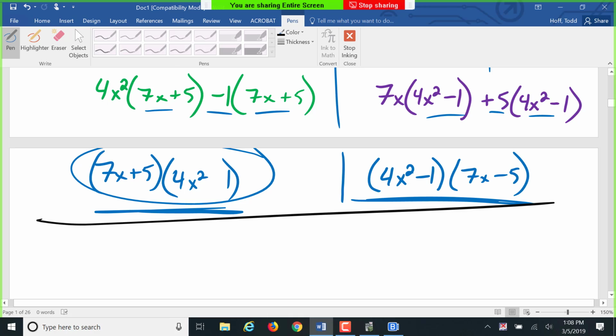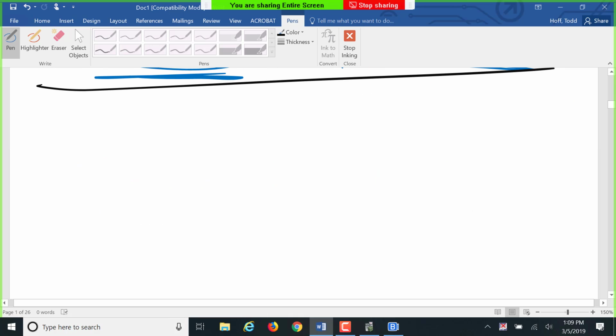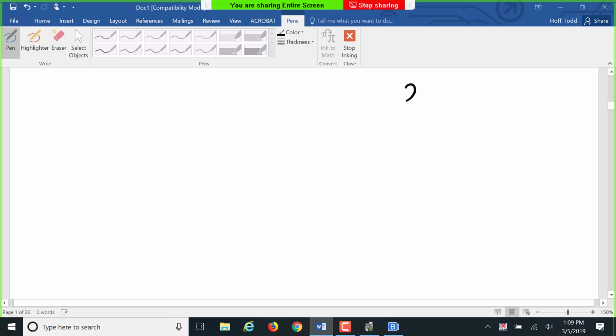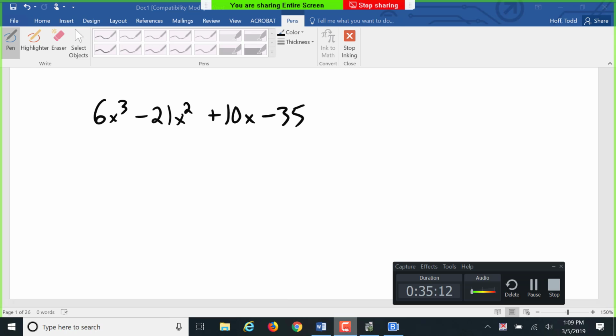I'm going to have you try one of these in your notes. Give that one a shot in your notes. 6x to the third minus 21x squared plus 10x minus 35.